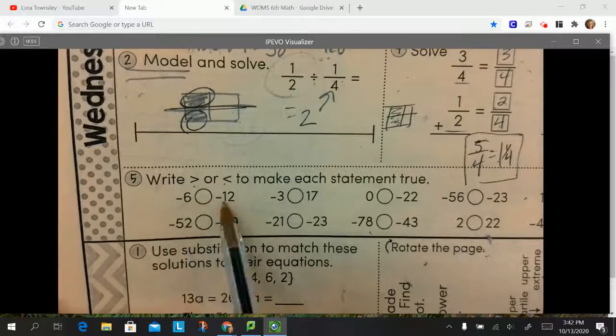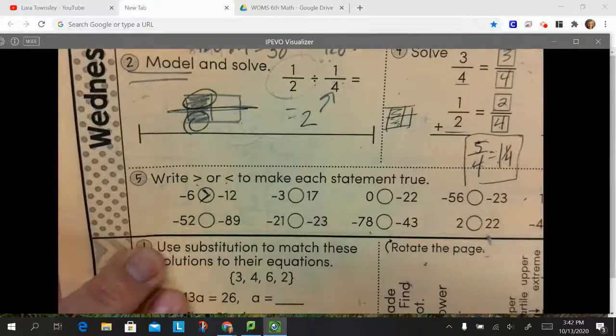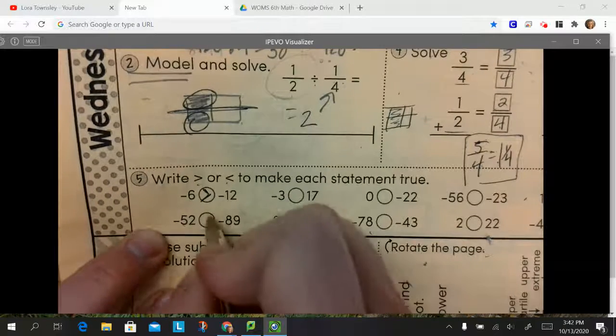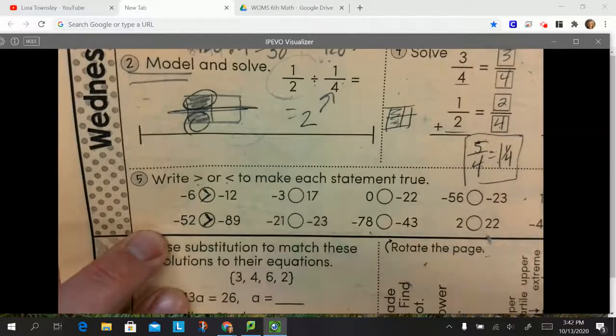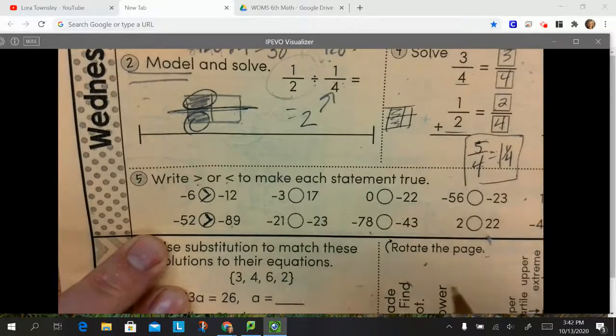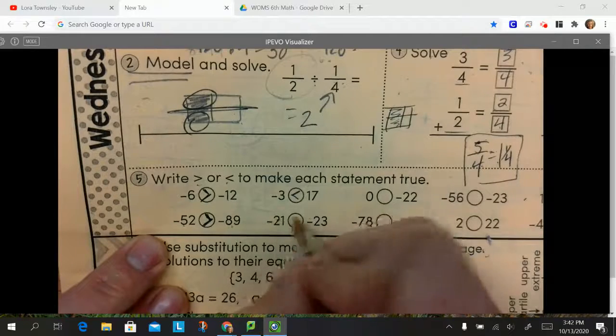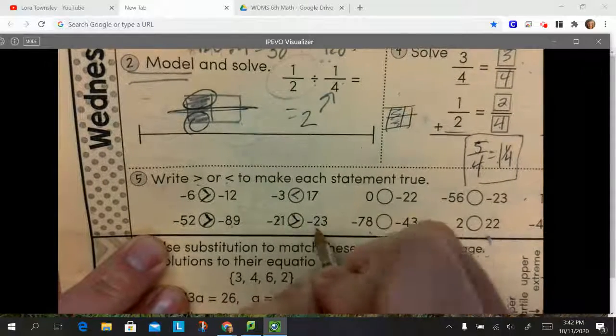If you have -6 and -12, -6 is bigger because it's closer to 0. If you have -52 and -89, same thing, it's closer to 0. All right? This is smaller. This is smaller. What about this? Well, the positive's always going to be bigger, closer to 0. This is smaller.